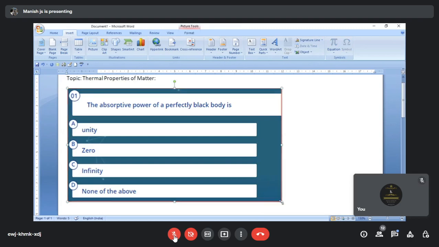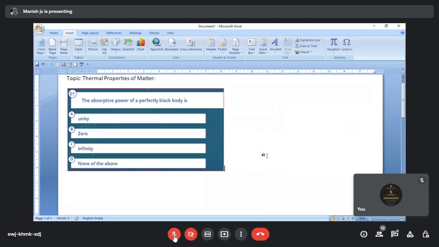So here is the first question. Please try the first question. The absorptive power of a perfectly black body is, four options are there. Whichever answer you feel, tell me. Unity. Infinity, sir. One is telling infinity, the other is telling unity. We will check. The correct answer is unity.